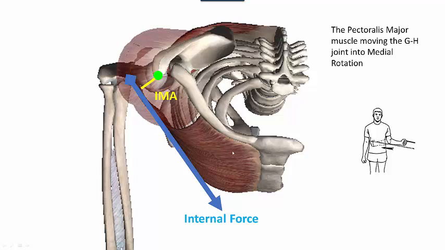And since we're looking from above, we're looking at medial rotation of this muscle, one of its actions. So we have the line of force coming from the attachment point, acting out. It's going to pull you into internal rotation. And the IMA is the perpendicular distance between that line of force and the center of rotation.